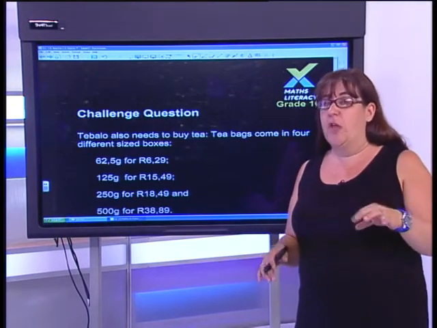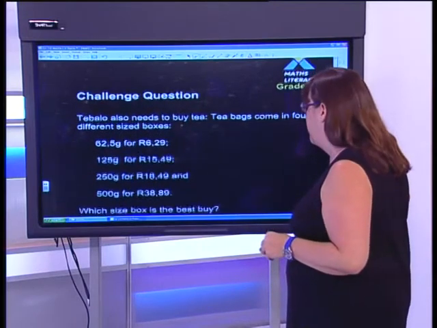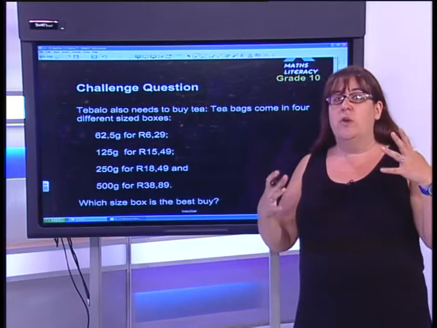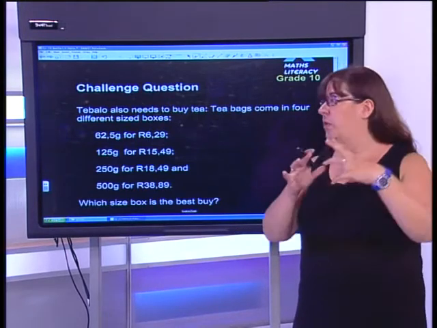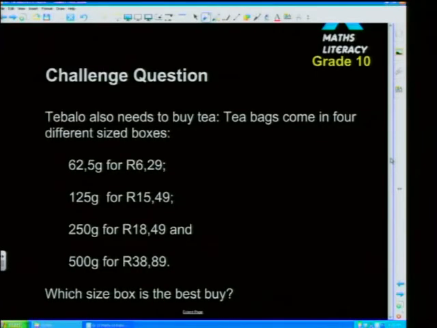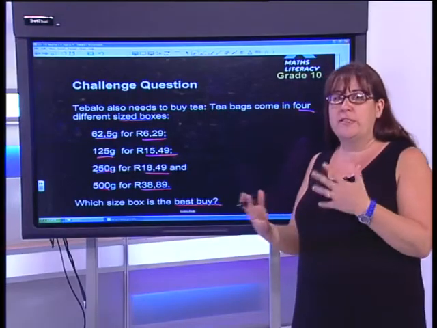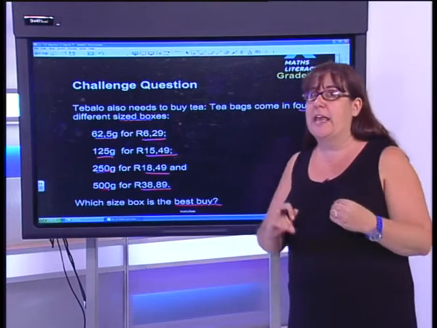Before I carry on, we've posted a challenge question for you on Facebook. Let's read through the question, and then we will discuss it later on in the show with the answers. Tabala also needs to buy tea bags. Tea bags come in 4 different size boxes. We've got 62.5 grams for R6.29, 125 grams for R15.49, 250 grams for R18.49, 500 grams for R38.89, and we want to know which size box is the best buy. So guys, I want you to carry on posting. I hope that they're posting, Indy, and we can look at the answers in a couple of moments.